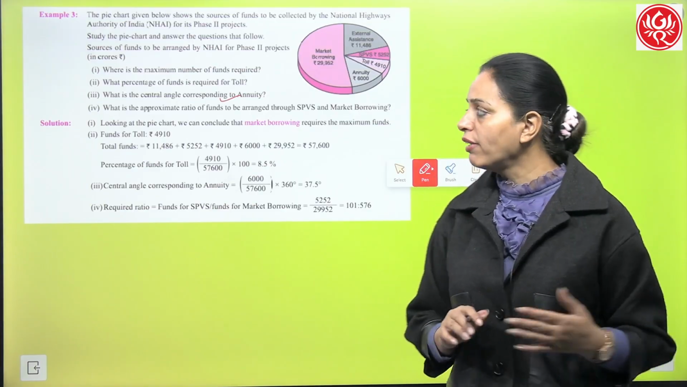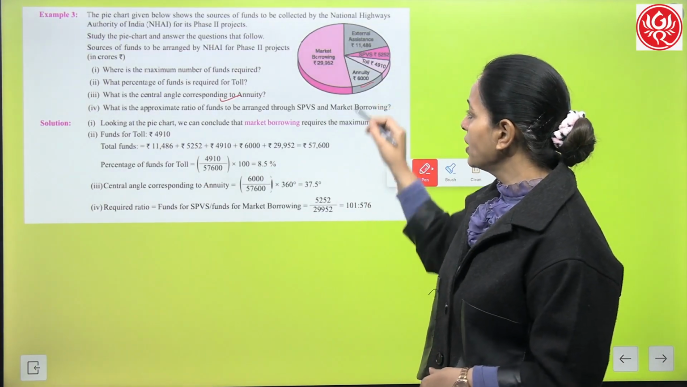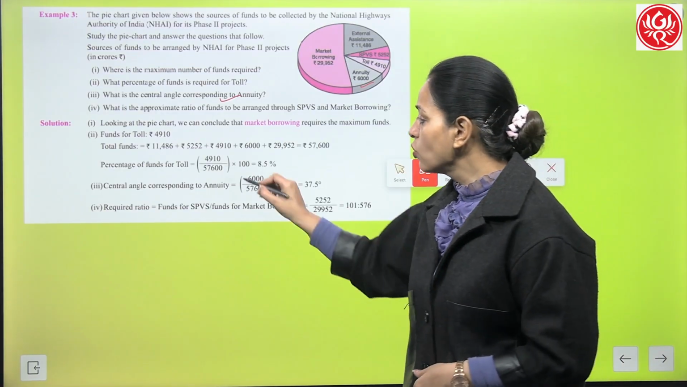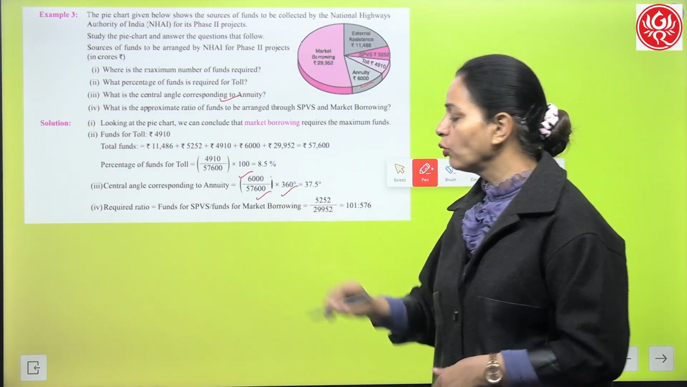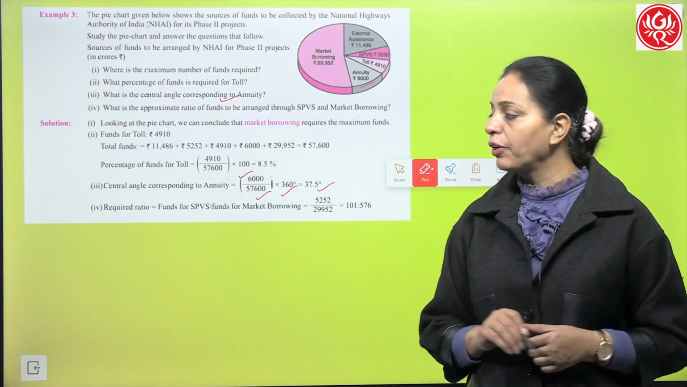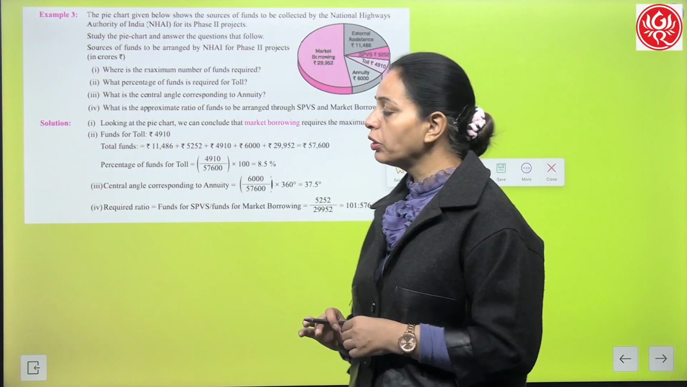Now come to third part. What is the central angle corresponding to annuity? So annuity, it is rupees 6,000. So we have to find the central angle. So 6,000 upon total into 360 degree calculated, that is 37.5 degree, right?